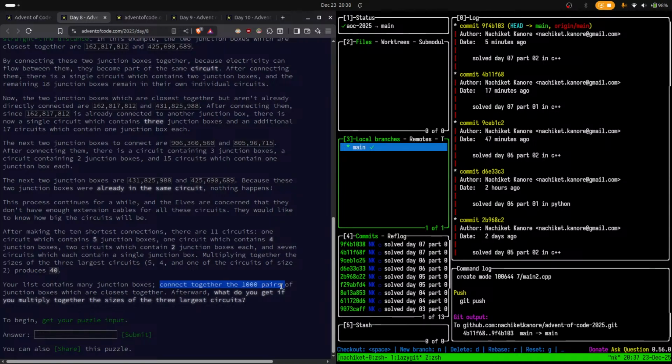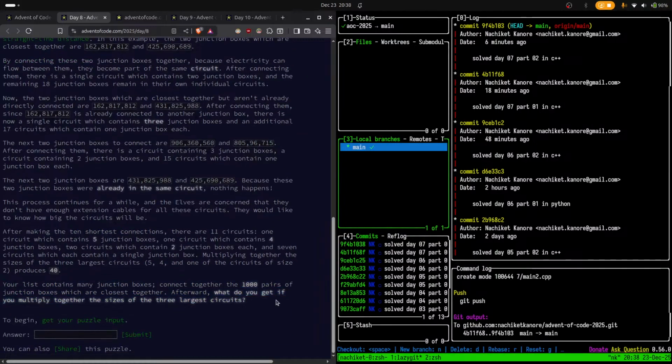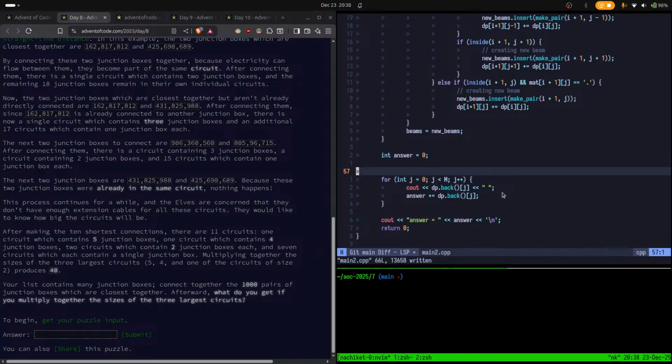Connect 1000 pairs of junction boxes which are closest. So the sample input had 10 iterations, but for the actual input they are expecting us to do 1000 iterations of closest junction box combination, and then find out what the sizes of those are. This is exactly the definition of disjoint set union.